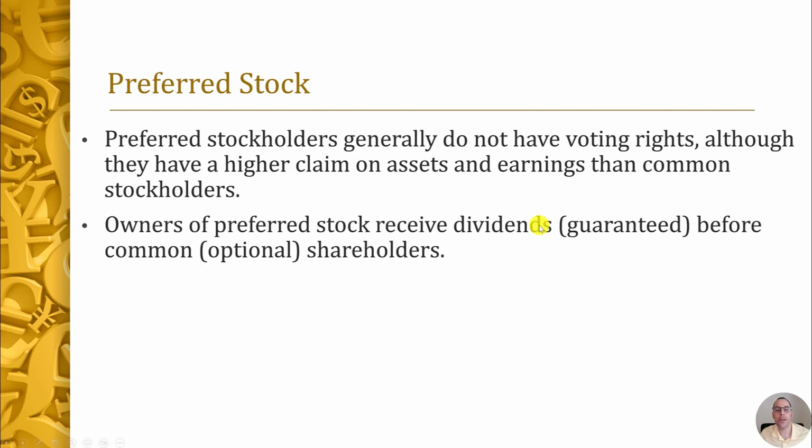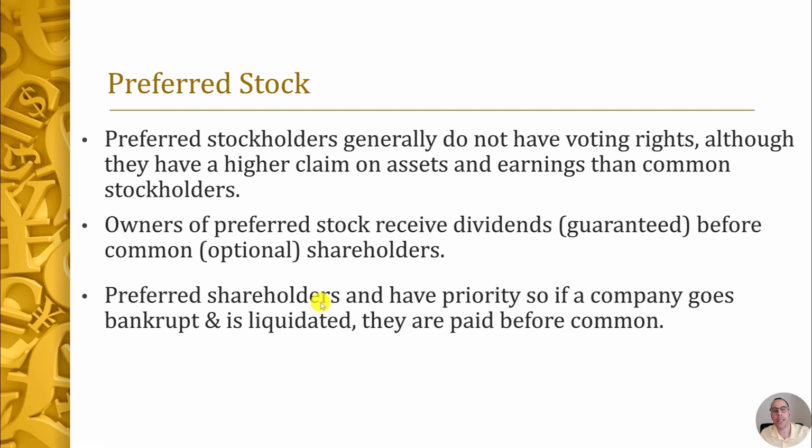Preferred stockholders receive a guaranteed dividend payment before common shareholders receive their dividend payment. And it's optional for a company to pay a dividend payment to a common shareholder, so you may never get one. But if you have preferred stock, it's guaranteed. And preferred shareholders sit higher on the capital structure, so they get paid out before common shareholders.